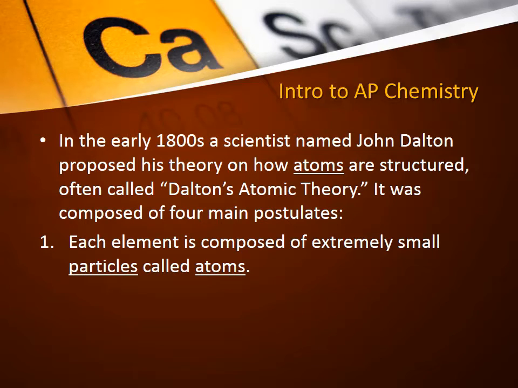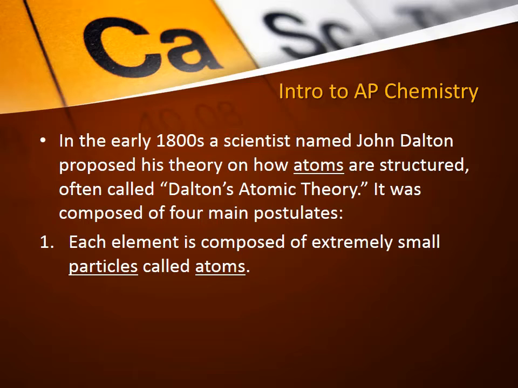So while we've talked about classifications, now we got to actually mention the atomic theory, which is the second part of our objective. In the early 1800s, a scientist named John Dalton proposed his theory on how atoms are structured, and we often call it Dalton's atomic theory. It was composed of actually four main postulates, or four main points, if you will.